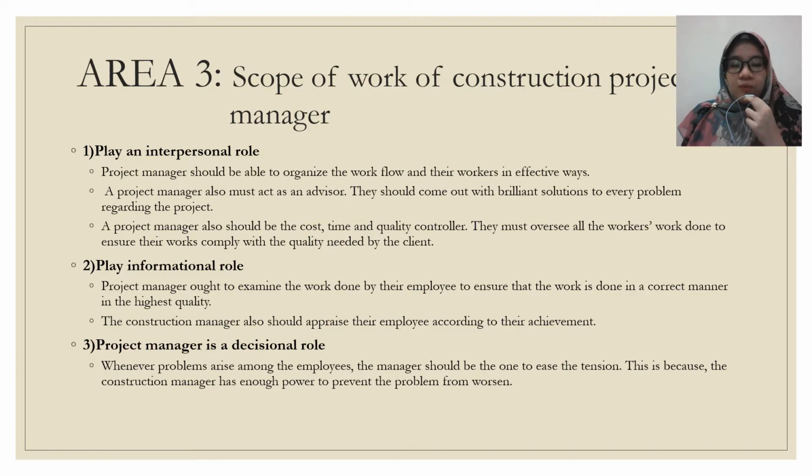The third scope of work of the project manager is the decisional role. This means that the project manager should be a supervisor and monitor the employees. Furthermore, the manager shall play the role of procurer and arbitrator. Whenever problems arise among the employees, the manager should be the one to ease the tension. This is because the construction manager has enough power to prevent the problem from worsening. By doing this, the work surrounding will be in harmony. Apart from that, if an employee has done anything that will affect the work, the manager should be the one to reprimand him for his action.